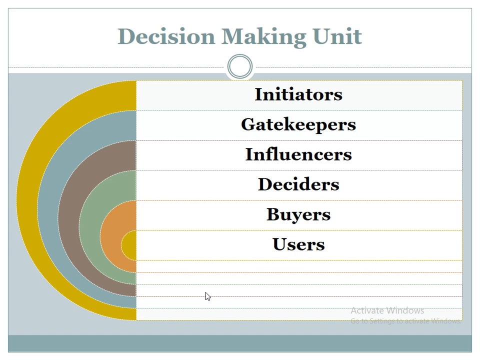Now next are the deciders. Deciders make the actual buying decisions. So maybe the owner in a smaller scale organization. They may be one or more individuals, maybe the board of directors, if the purchase decision is of greater value. It is very significant to identify the deciders, although at times it may be a difficult task.